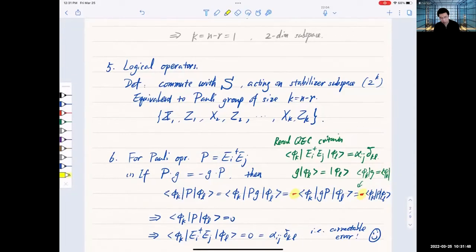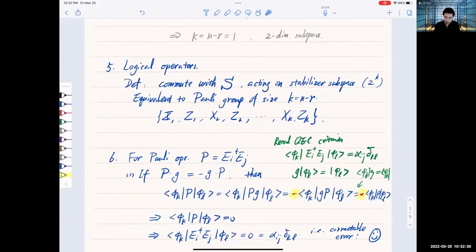So what does this mean? A number is equal to its own negative. That means the number you're considering is actually equal to 0. So in terms of the error correction criteria, this quantity is equal to 0, which means we just set alpha ij equal to 0. Regardless of delta K and L, this condition is always satisfied because you can just assign alpha ij equal to 0. Therefore, error correction is satisfied.